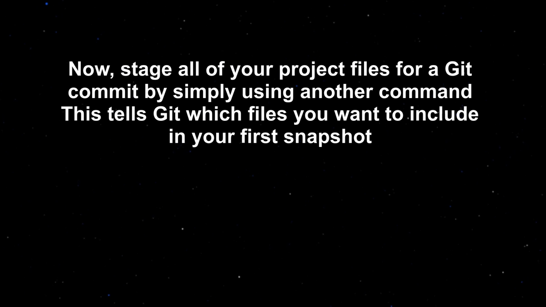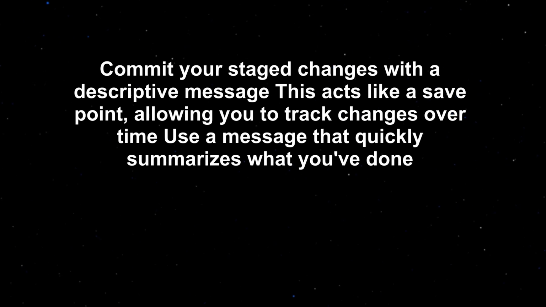This tells Git which files you want to include in your first snapshot. Commit your staged changes with a descriptive message. This acts like a save point, allowing you to track changes over time. Use a message that quickly summarizes what you've done.